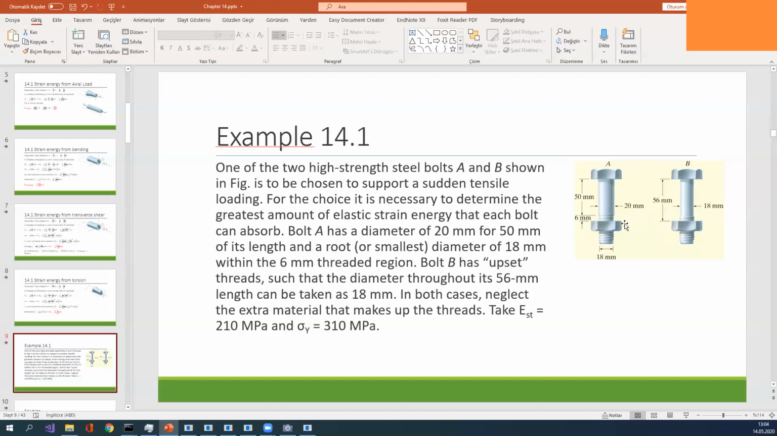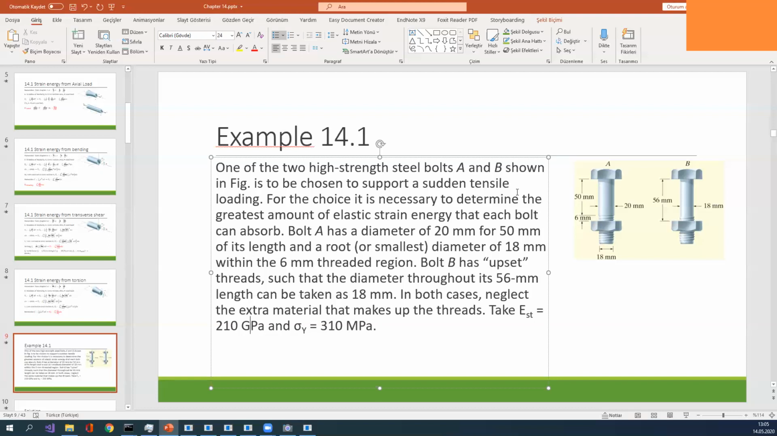We are working in the linear case, therefore the maximum normal stress can be equal to the yield stress, which is 310 megapascal. Also, the modulus of elasticity of steel is given. This is not megapascal, this should be 210 gigapascal.